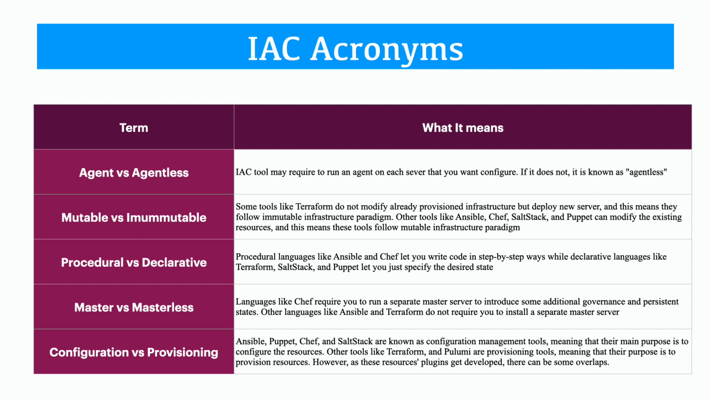Procedural versus declarative. Procedural languages like Ansible and Chef let you write code in a step-by-step way, while declarative languages like Terraform, Saltstack, and Puppet let you just specify the desired state. Master versus masterless. Tools like Chef require you to install a separate master server to introduce some additional governance and persistent states. Other tools like Ansible and Terraform do not require you to install a separate master server.